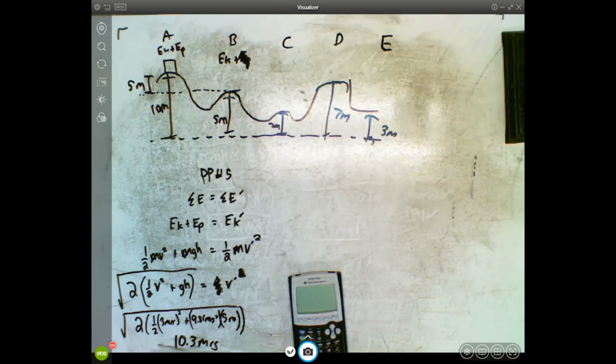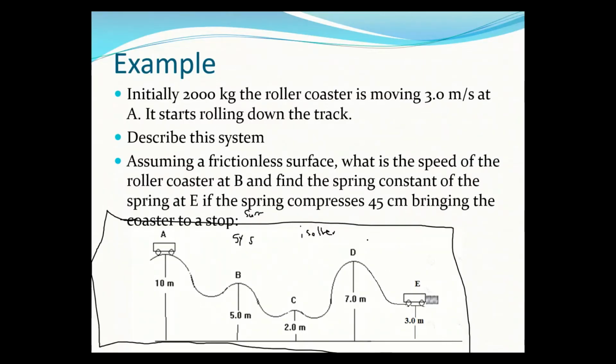Good. So the second part of this question is saying, find the spring constant of the spring at E if the spring compresses 45 centimeters, bringing the coaster to a stop. Okay. So we have to find information about E.